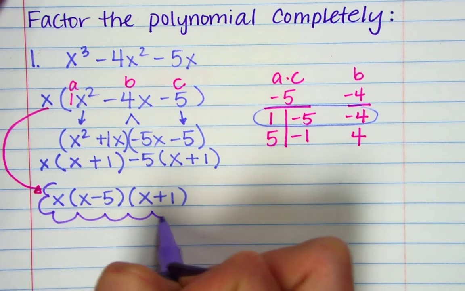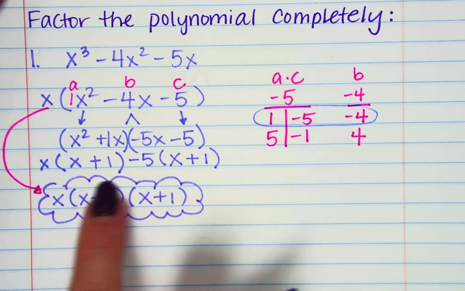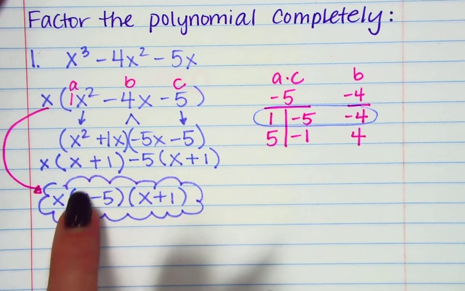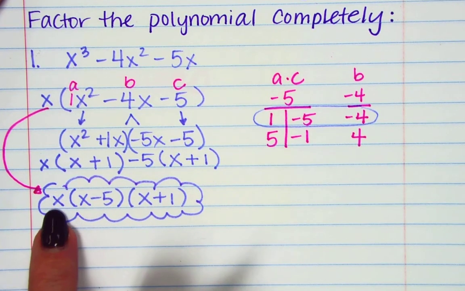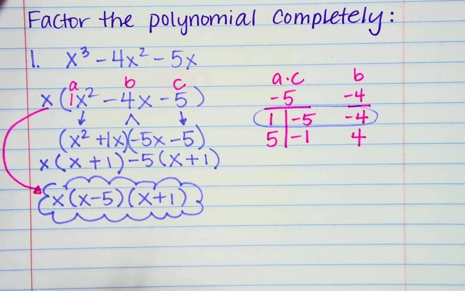That's factored completely. Usually when you factor completely, it will have what we looked for last time, the 2 sets of parentheses, and whatever the GCF you factored out at the beginning. It should be right outside. We put that first before the parentheses.